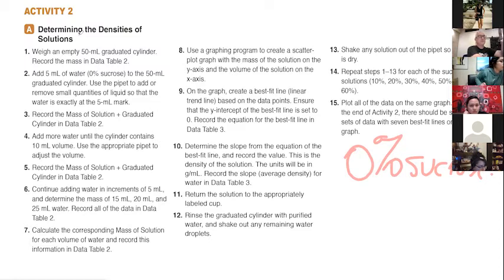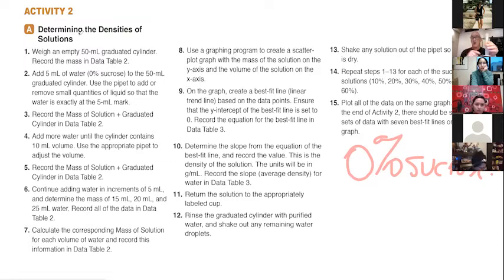When you're measuring volume, you want to make sure that your eye is right in line with the marks on the cylinder. Because if you're looking at it from above, you're not really going to be able to see it very well. If you're looking at it from below, you're not going to be able to see it very well. You want to be right in line with the volume. So if you think there's too much in it, you can use the transfer pipette to suck some of the liquid out until it gets right to 5.